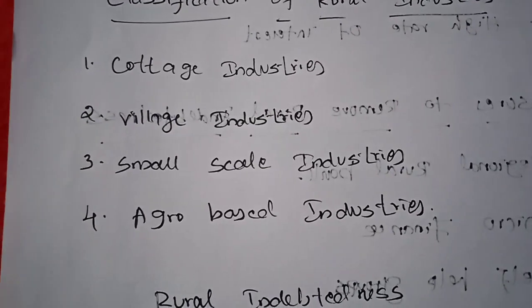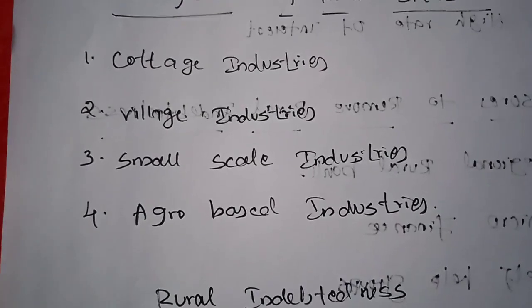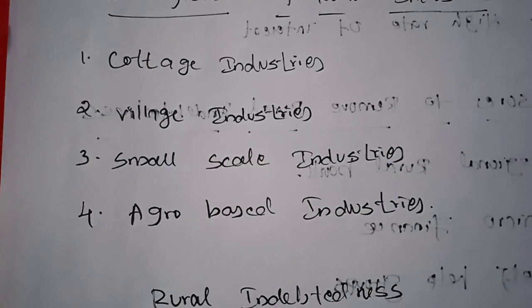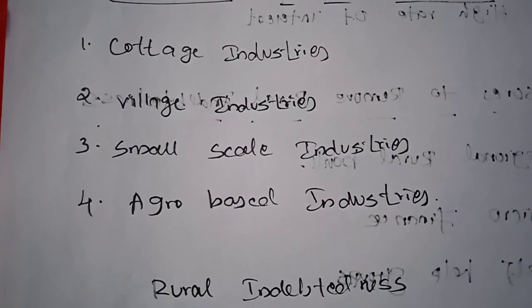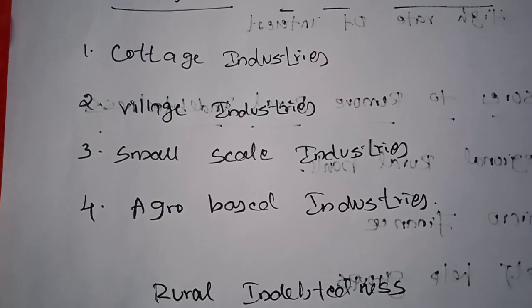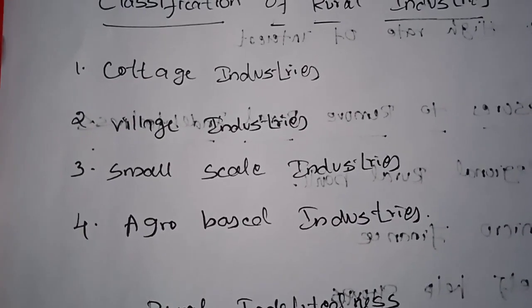Next, these industries are generally hereditary and traditional in character, because as per the hereditary method or the traditional method only, this type of industry will be followed.